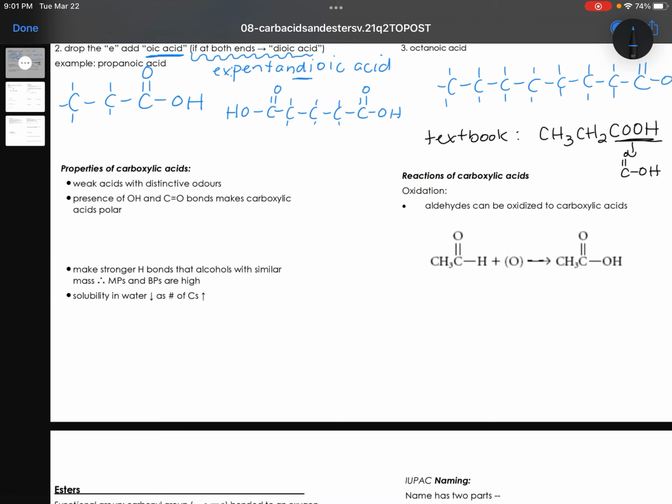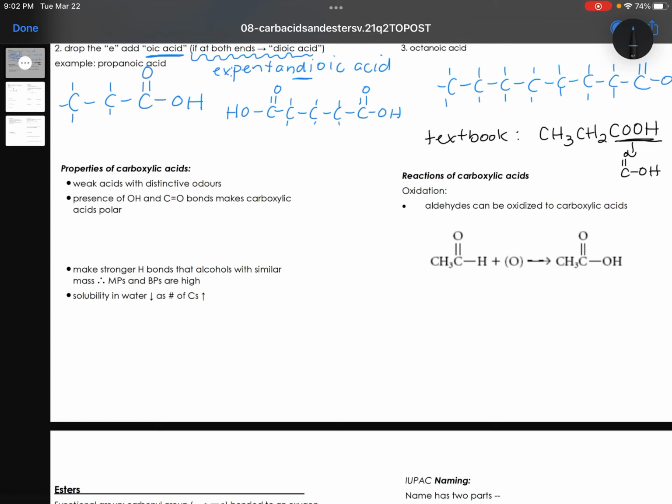If I opened a bottle of propanoic acid, so one more carbon than vinegar, if I opened that bottle in our school, the entire bottom floor of St. John's would smell like vomit. So distinctive odors, okay, but not in a good way.